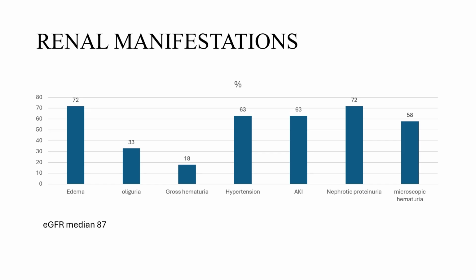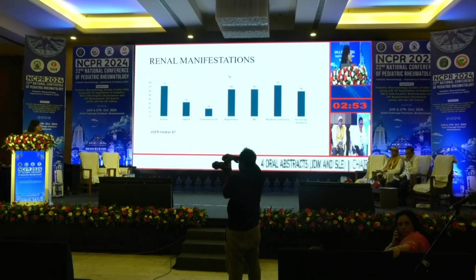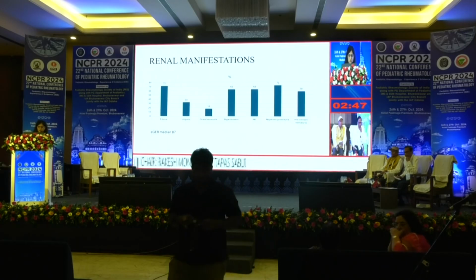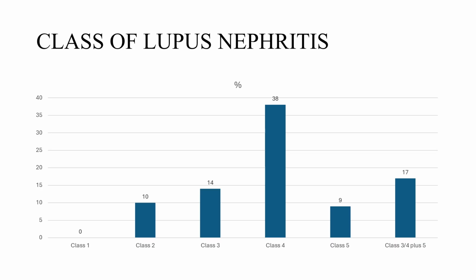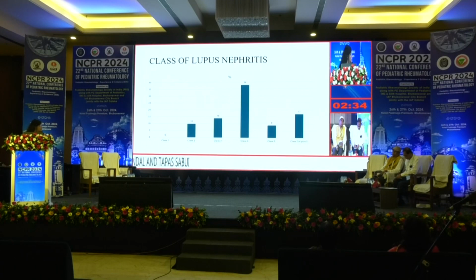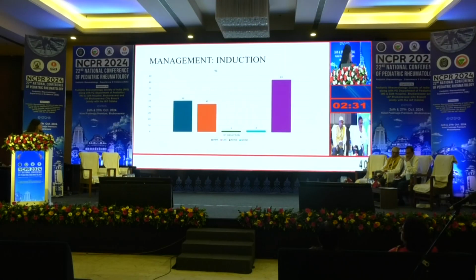Among renal manifestations, on the left 4 parameters, the most common manifestation was edema, followed by hypertension, oliguria and gross hematuria. On the right 4, the most common was nephrotic range proteinuria in 72%. The other 28% was subnephrotic range proteinuria, followed by AKI, then microscopic hematuria. The mean eGFR was 87. For the class of lupus nephritis, the maximum, 38%, were class 4, followed by class 3, class 4 plus 5, then class 3, followed by class 2, and then class 5.